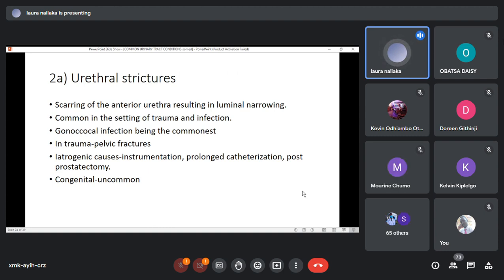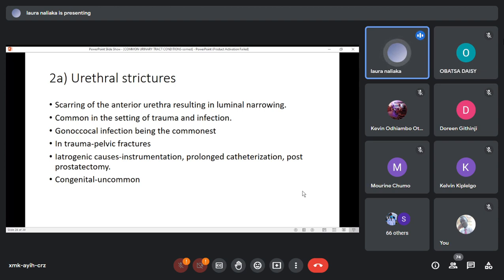So we'll look at urethral strictures as a cause of BOO, or bladder outlet obstruction. Scarring of the anterior urethra will result in luminal narrowing, which we refer to as urethral stricture. It's common in the setting of trauma and infection, and the most common infection that we see causing urethral strictures is gonococcal infection. Then in trauma, especially in patients presenting with pelvic trauma or pelvic fractures, usually they have trauma to the urethra or the bladder outlet or the bladder neck, so they'll present with strictures.